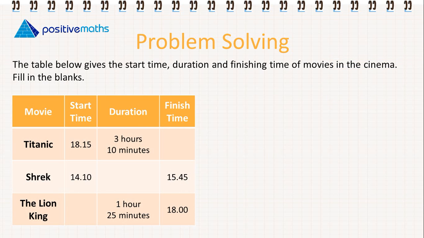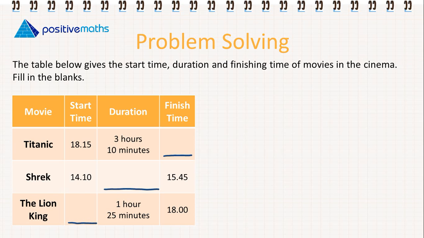Okay, for the next activity, we're given a table. So the table below gives the start time, duration, and finishing time of movies in the cinema. We need to fill in the blanks. So let's just look at this table first of all. Okay, so we're given the title of the movies. We're given some of the start times, some of the information about the duration of the movies, and the finishing times. So what we're really noticing is that we have a missing part for each one. Okay, we need to fill in the blanks.